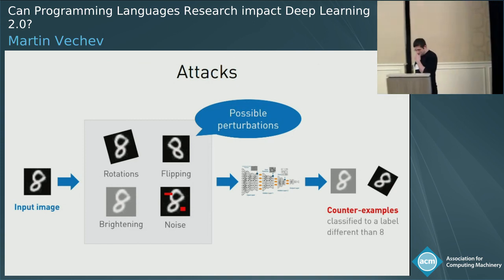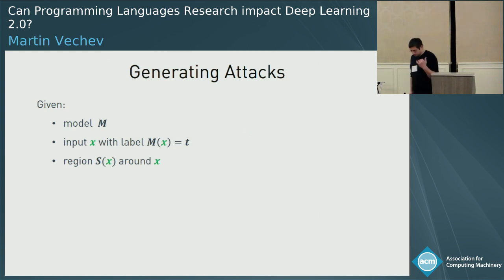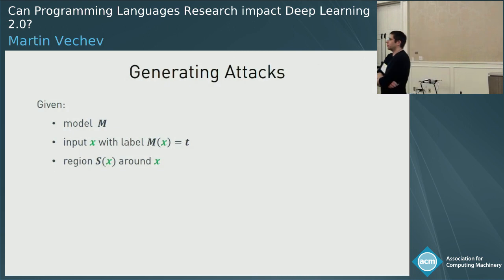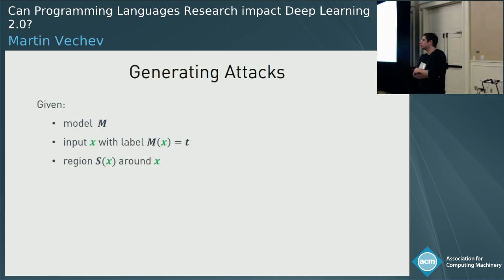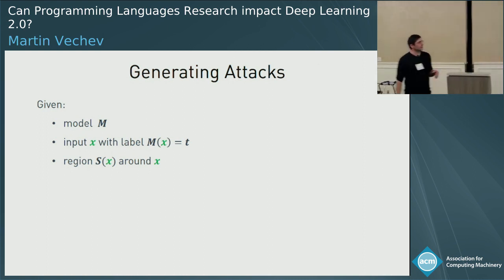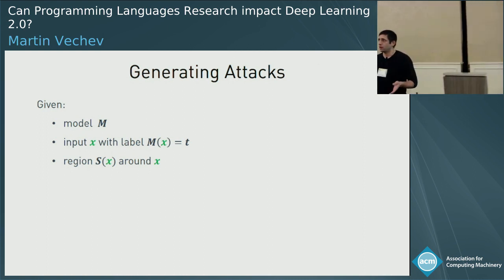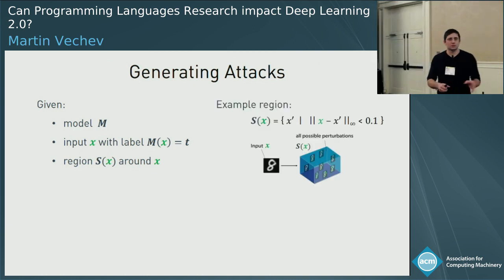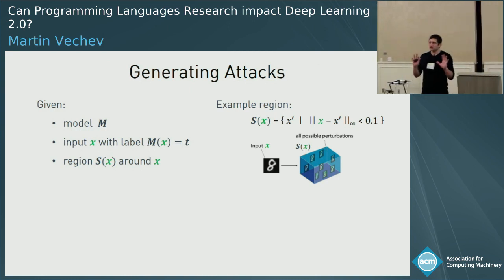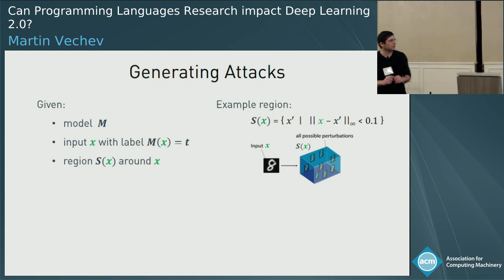Okay. So let's define it a bit more formally. We're going to be given a model M. We're going to be given an input point like our image X, and we're going to be given a region S of X around our point. This region S of X that you see around the point, like the image 8, could be defined in many ways. Oftentimes it's defined based on some norm. The distance is some norm, maybe an L infinity norm, L0 norm, L1 norm. It's not so important for our purposes here.